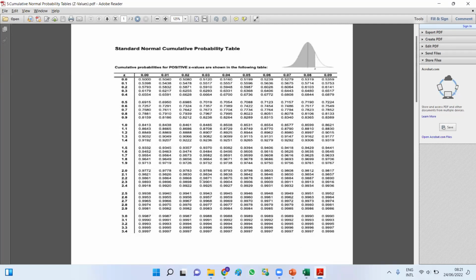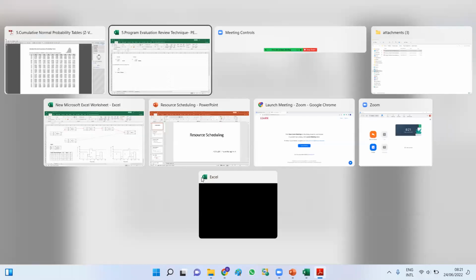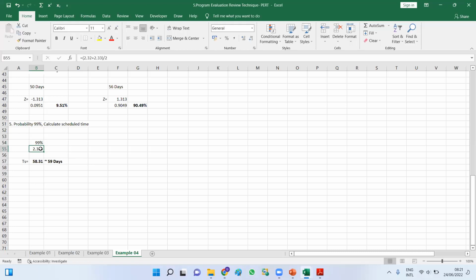99% should be there. Therefore, you have to take 2.32 plus 2.33 and divide that by 2 to get the average. So 2.32 plus 2.33, divided by 2 to get an average. Therefore, the Z value is 2.325, right?